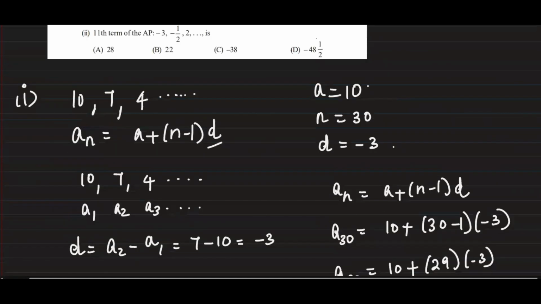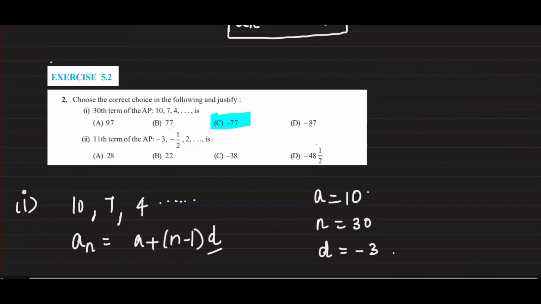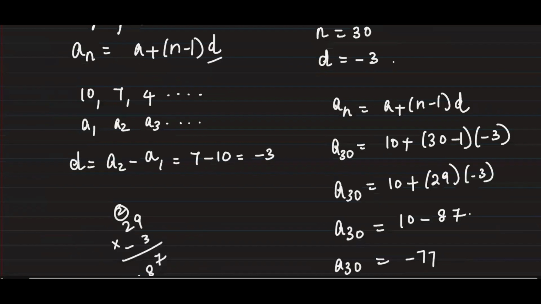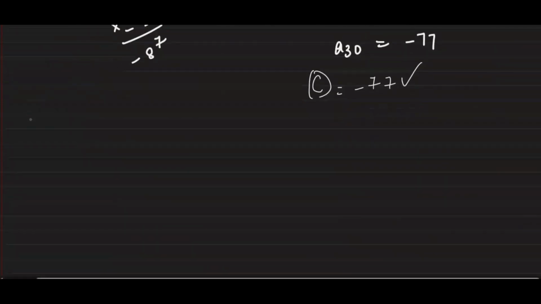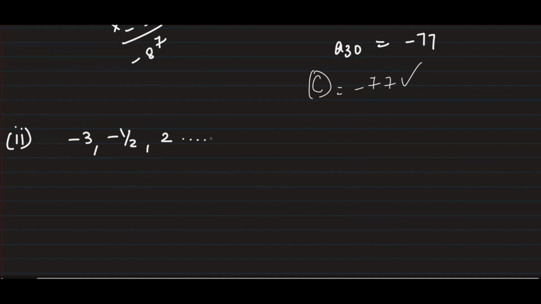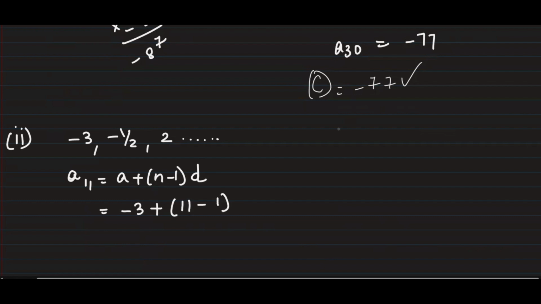Okay, clear now? Let's move on to the second question now. The second question is: the 11th term of an AP is what? Now we'll have to find the 11th term of an AP. So the given AP series is minus 3, minus 1 over 2, 2 and so on. And we need to find the 11th term. So basically A11 is equal to a plus (n minus 1) into d. Similar to the last question, a is given as minus 3, plus n. We know the value of n as 11 because we are finding the 11th term. So 11 minus 1 into d, we need to find.